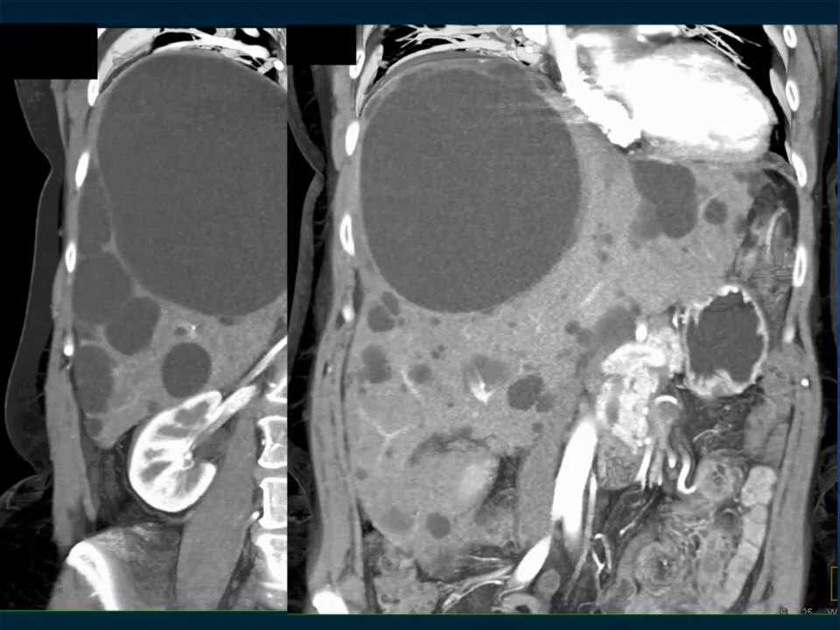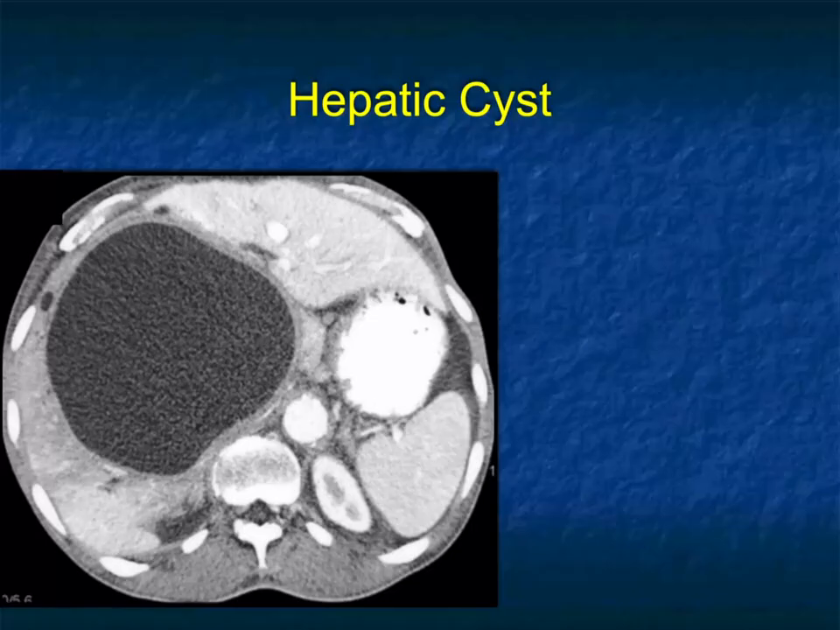And again, you can see even in the same patient with polycystic liver disease, the difference between the size of the cysts from several millimeters to 10 centimeters. So it can be very, very variable, and that's important to recognize.